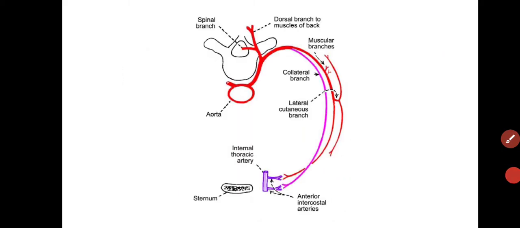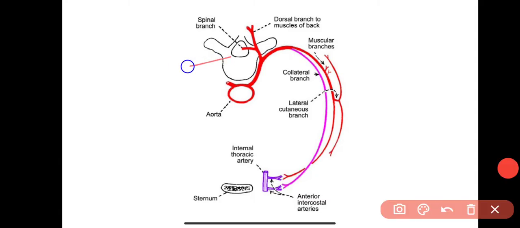This is a diagram showing the posterior intercostal artery. It is a transverse section of the thorax showing this is the vertebra, this is the aorta, and this is the sternum. From the aorta there is emergence of this posterior intercostal artery, and on the lateral side it gives the lateral cutaneous branch, this one.